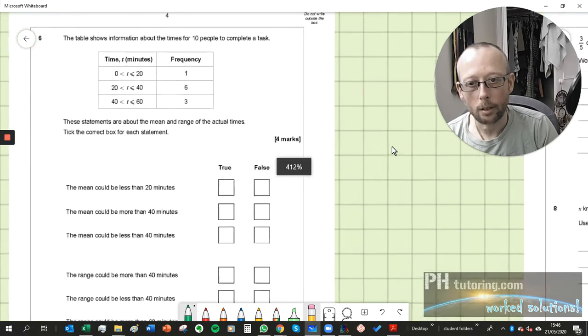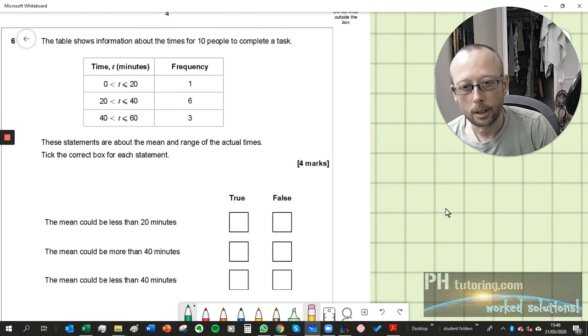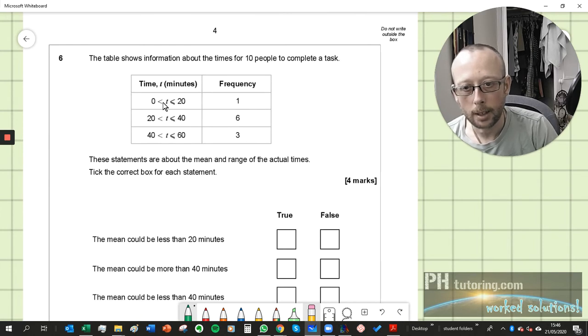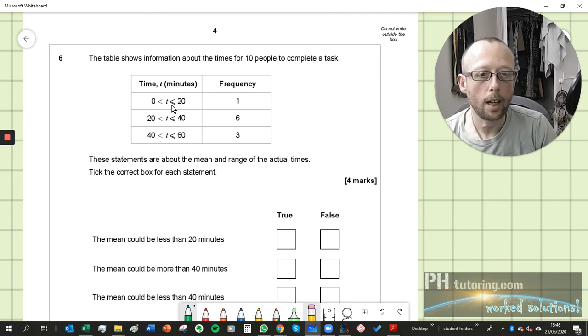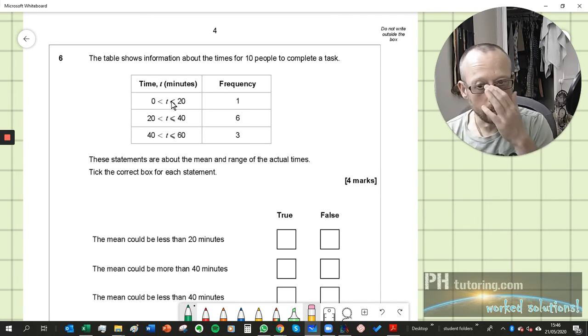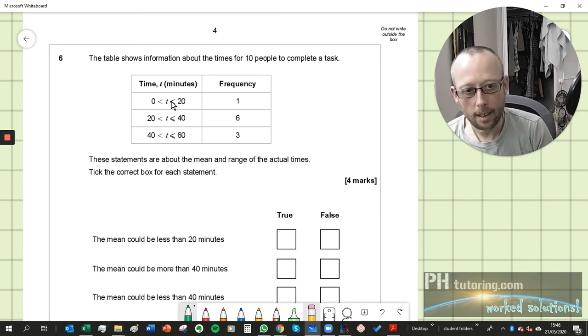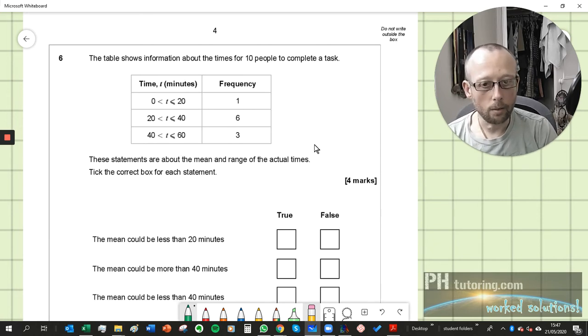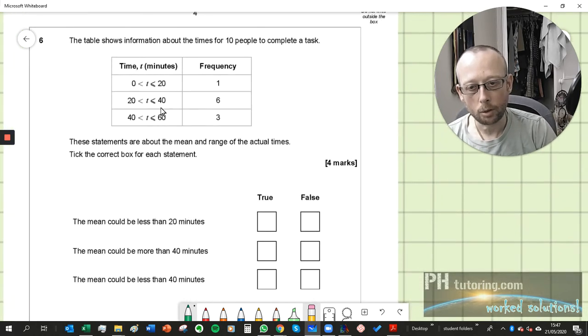Now, it's definitely worthwhile noticing these slightly different symbols here. That means that this one was greater than 0, but not equal to it. It's greater than or equal to, so it could be equal to 20, or less than 20. We know there was one person somewhere in that range, but we don't know how long it took that one person to complete it. So they could have completed it any time above 0 and up to and including 20. It could have been 1 second, it could have been 20 minutes. We don't know.